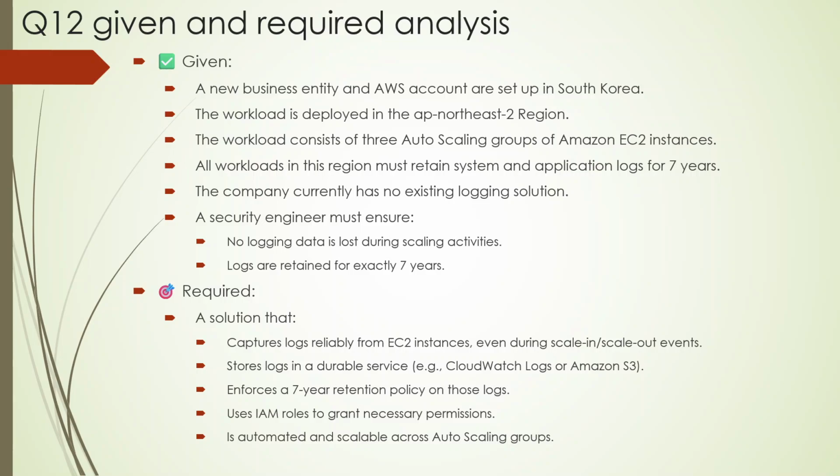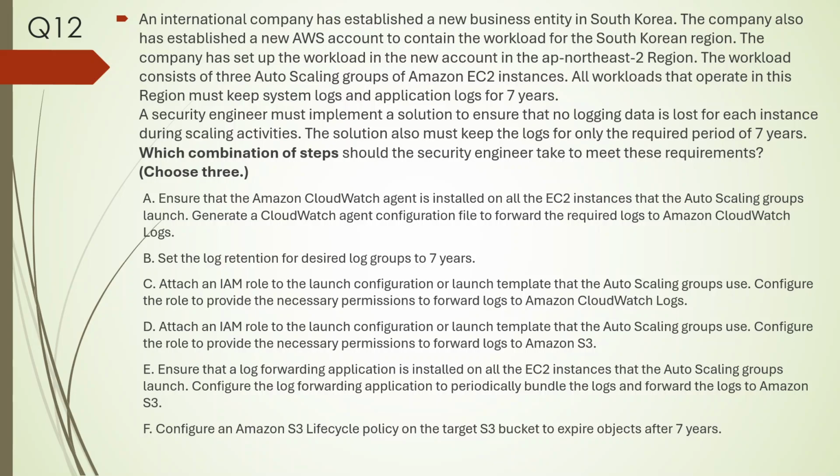During scaling activities, and logs are retained for exactly 7 years. A solution captures logs reliably from EC2 instances even during scale-in and scale-out events. Stores logs in durable services such as CloudWatch Logs or Amazon S3. Enforces a 7-year retention policy on those logs, and uses IAM to grant necessary permissions, is automated and scalable across the auto-scaling group. I think S3 is not mentioned in the question, and yeah, there's no requirement for S3 here.